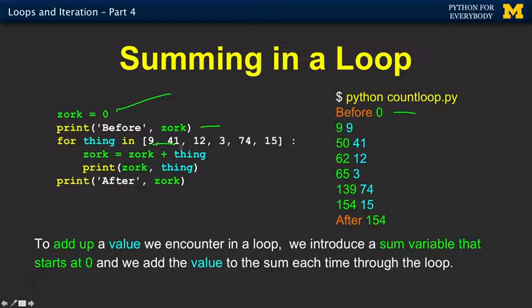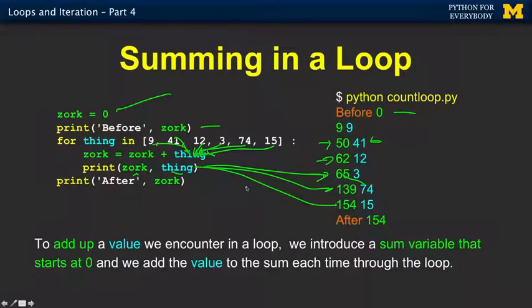Now 9 comes out, and 0 plus 9 is 9. So the running total is 9, and 9 was what we looked at. Then 41 comes in, we take 9 plus 41, the running total is 50. Then 12 comes in, 50 plus 12 is 62, so that's our running total. Next we get 3, 62 plus 3 is 65. Then we get 74, so 65 plus 74 is 139. We do the last one, 15. 139 plus 15 is 154.